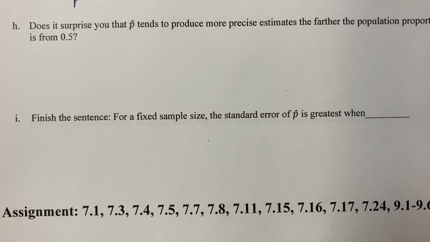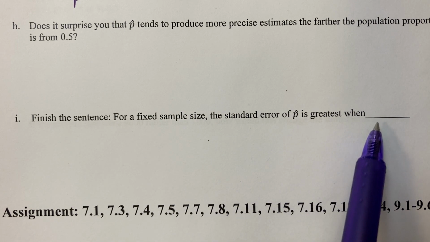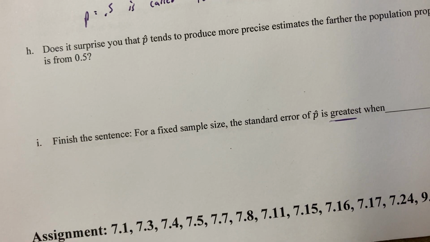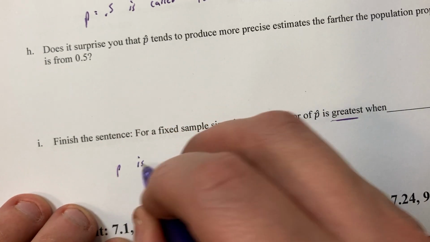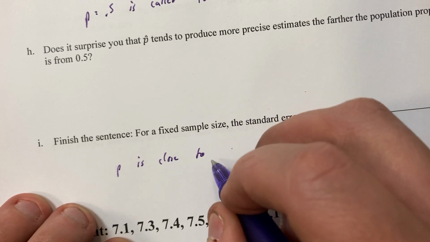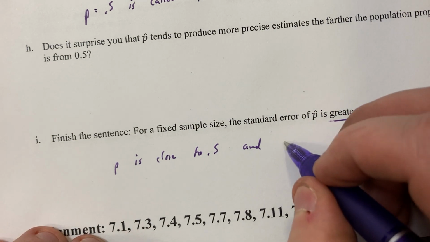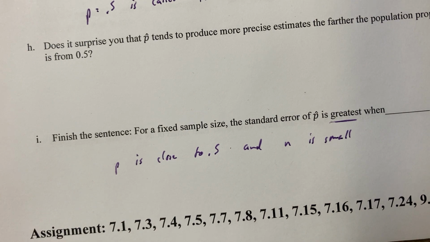So does it surprise you? Kind of, but then when you look at the formula, not really. Finish the sentence: for a fixed sample, the standard error of p hat is greatest when... So now we're talking greatest. How do we make the most variability? You want to make the numerator largest, so that means make p close to 0.5, and we want a small denominator, so n is small. That's how you can get the largest standard error.